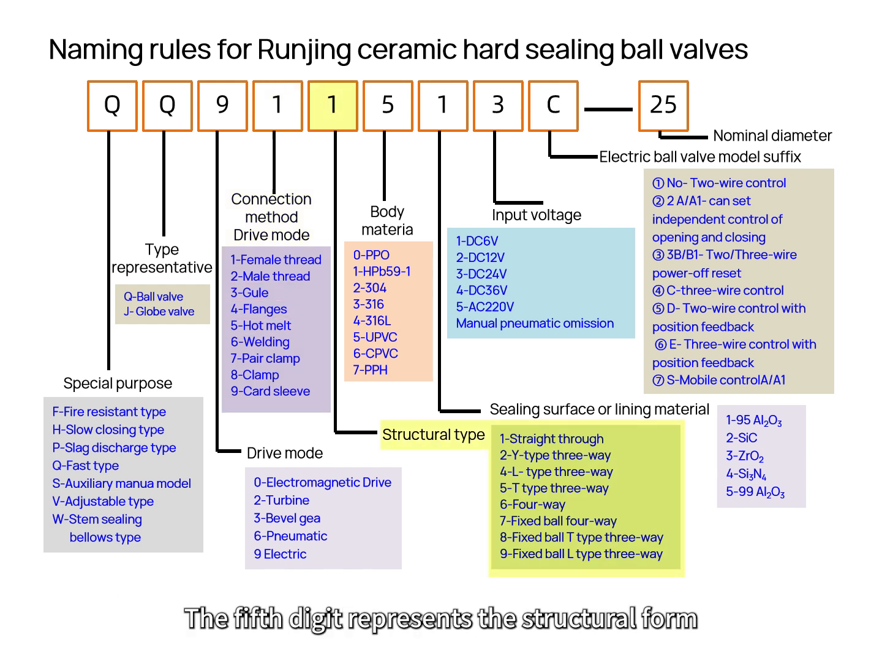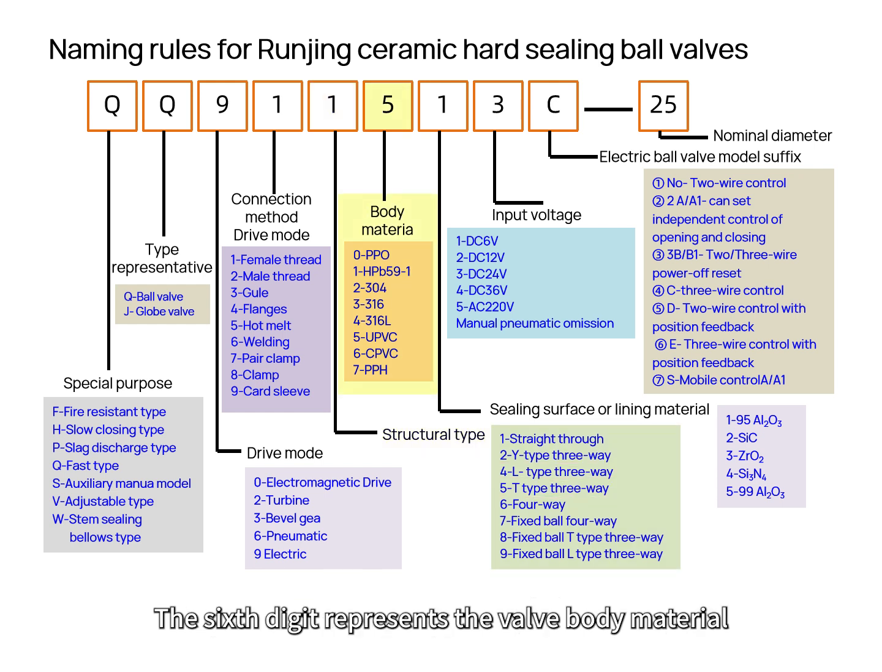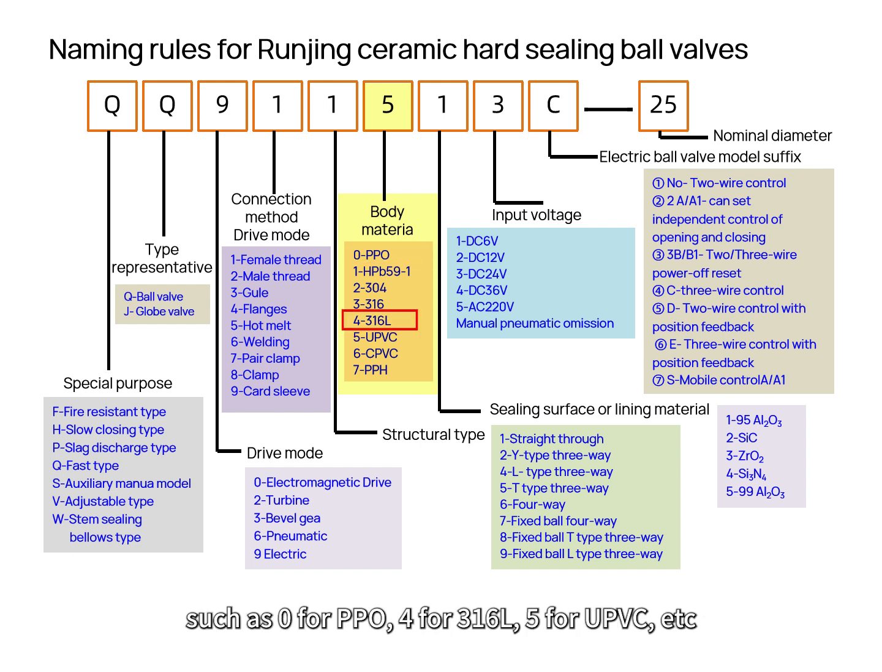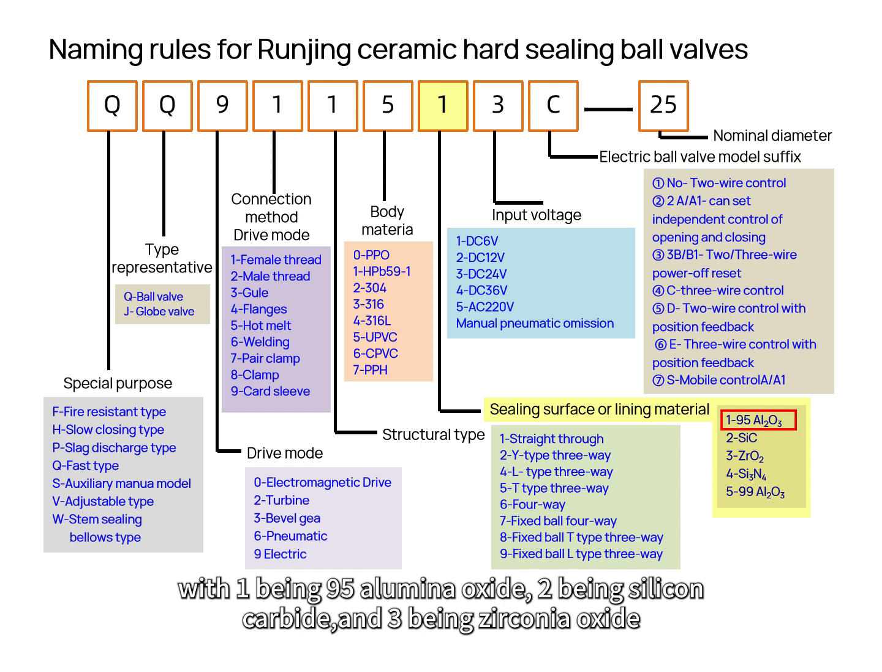The fifth digit represents the structural form, such as 1 for straight through, 2 for Y-type 3-way, 4 for L-type 3-way, 5 for T-type 3-way, and so on. The sixth digit represents the valve body material, such as 0 for PPO, 4 for 316L, 5 for UPVC, and so on. The seventh digit represents the sealing surface or lining material, with 1 being 95 alumina oxide, 2 being silicon carbide, and 3 being zirconia oxide.